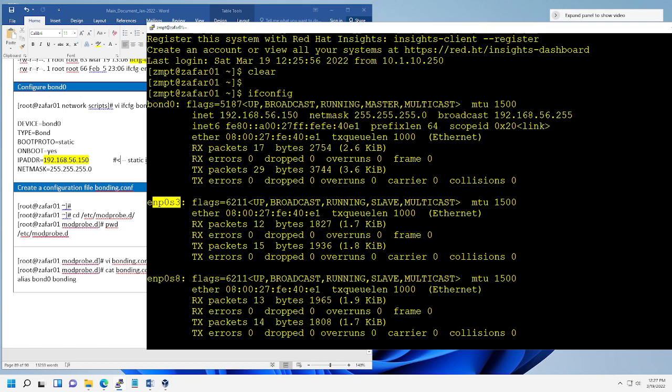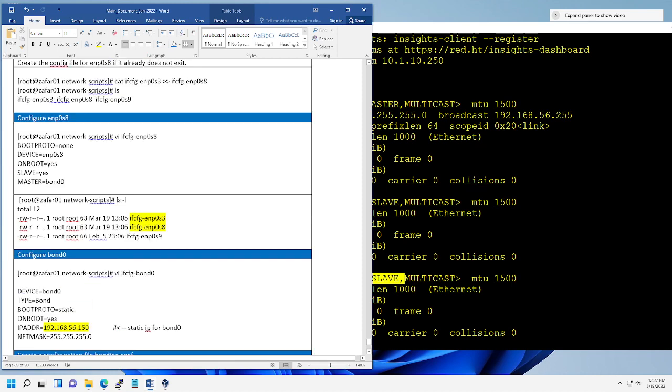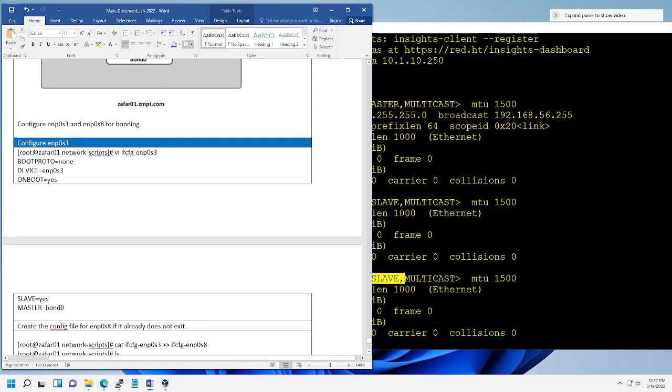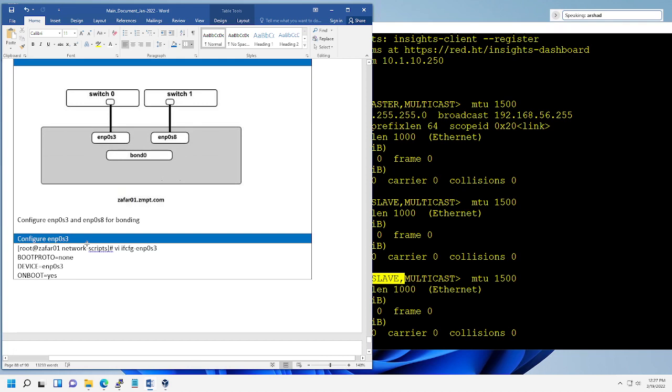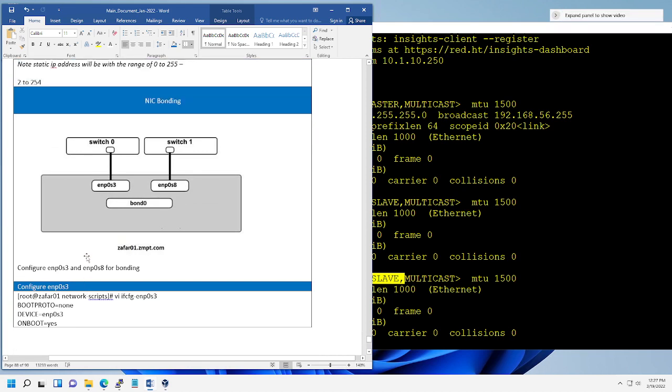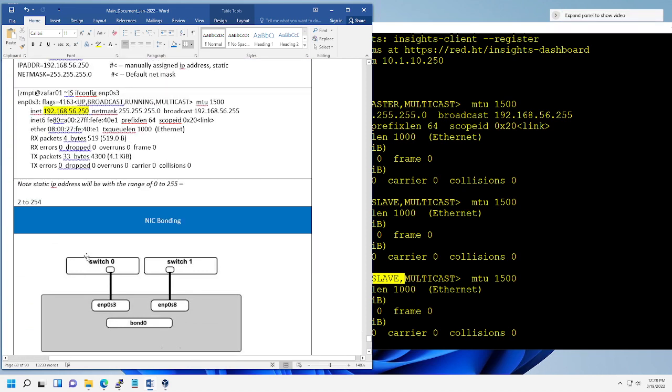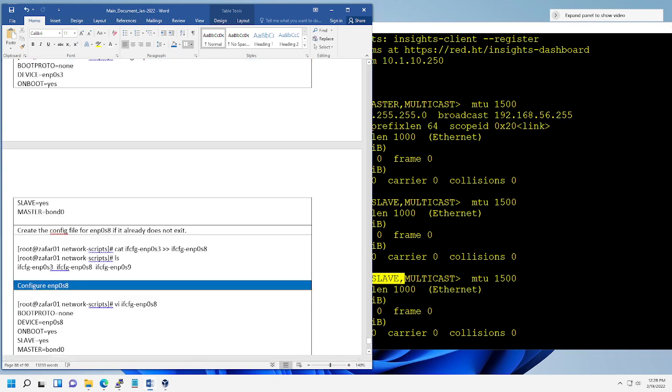All right, any questions? So over here, if you look closely, it says master and here it says slave and slave. One master, two slaves. Correct. So if any one of them goes down, then the other one will pick up.